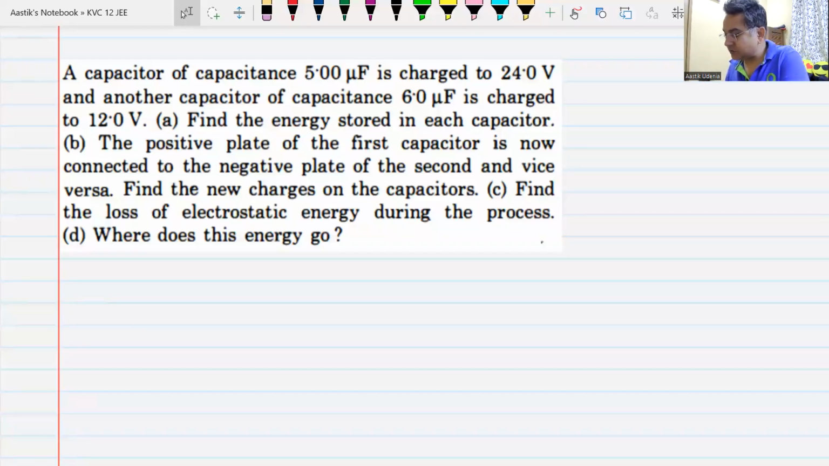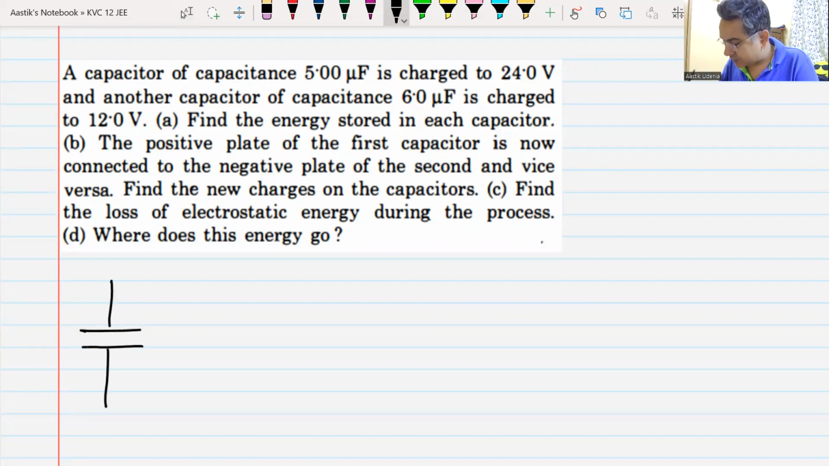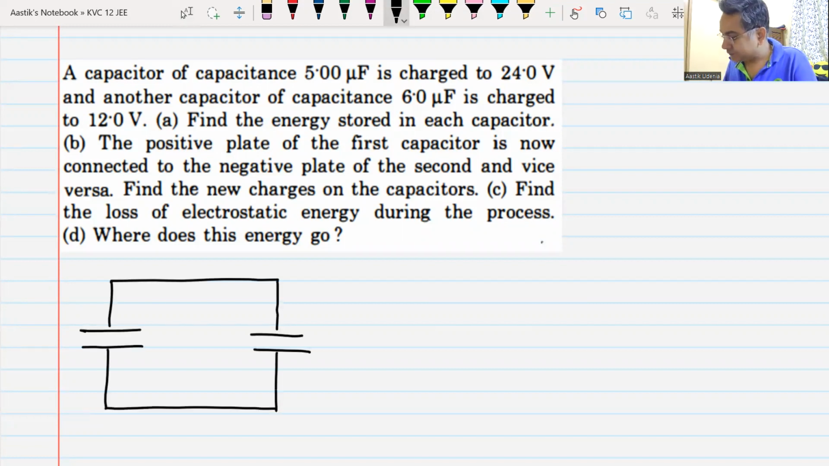So how are we supposed to do this? Let me draw the diagram first. There is no diagram given in this question. Doesn't make any difference. I can draw the diagram on my own. So this is the diagram that I have drawn. This capacitor is 5 microfarad and it is charged to 24 volt. This capacitor is 6 microfarad. It is charged to 12 volts. The positive plate of the first capacitor is connected to the negative plate.